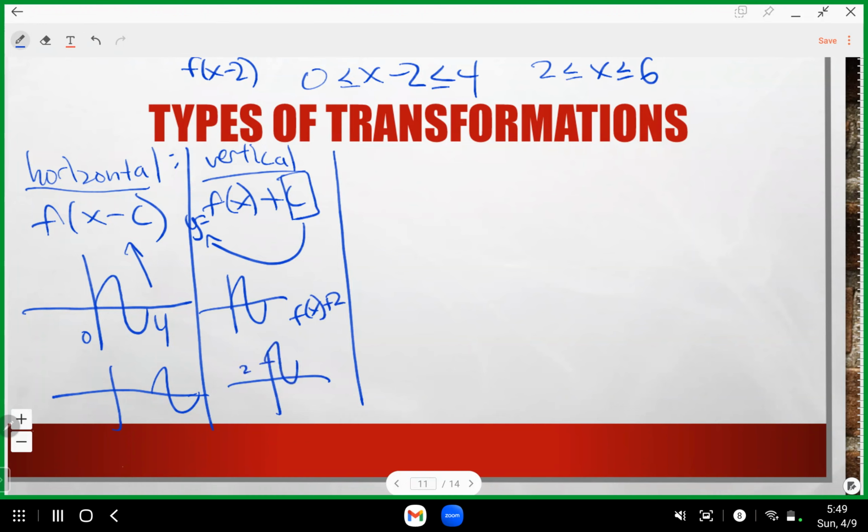Finally, reflections. There are 2 types of reflections.